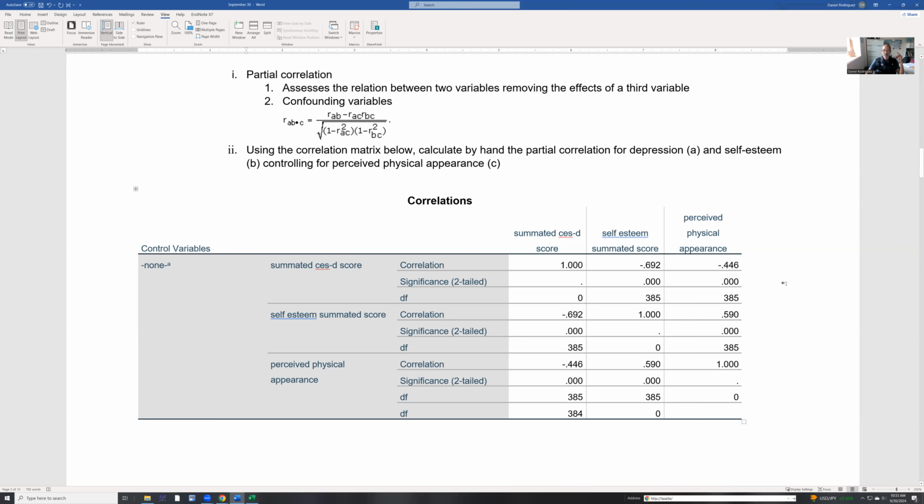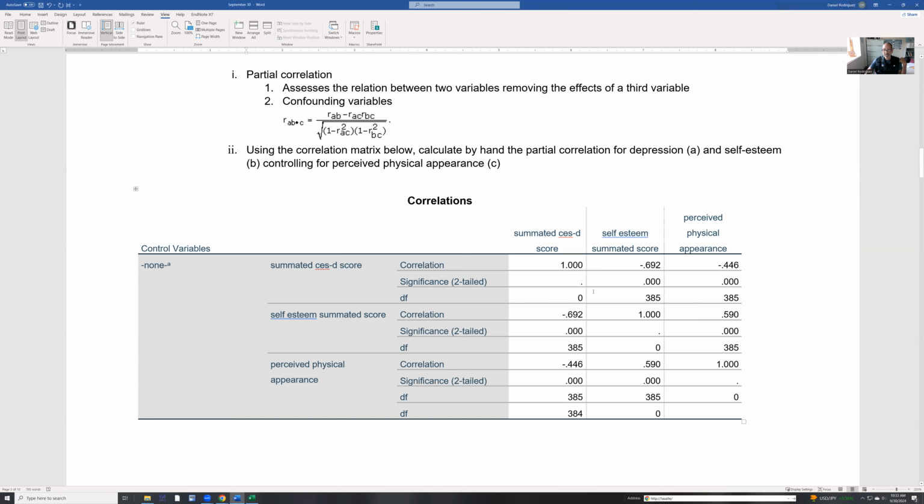The way we read this is we look for the intersection of the variables. So depression, and every variable on the y-axis is also up here on the x-axis. So you have a column for depression, a column for self-esteem, and a column for perceived physical appearance, and that's matched by a row for each of those variables. Okay. So if we look at the first cell here, or first box. Again, this is an output from a computer, and there's more than you normally would get with a correlation matrix. But we have depression correlated with itself. It's 1. It's perfect because it's the same variable.